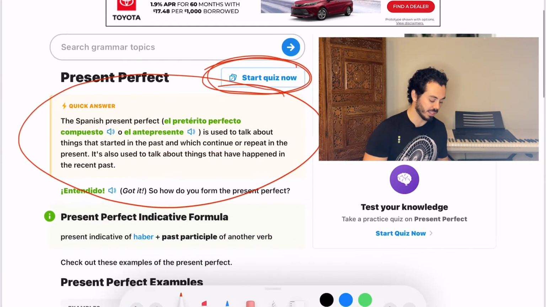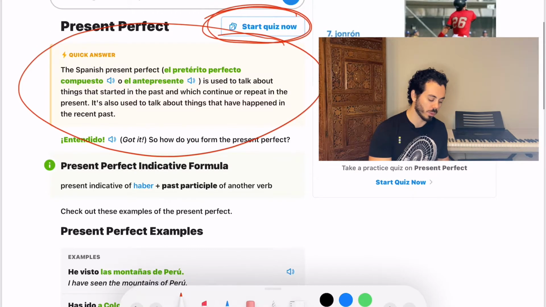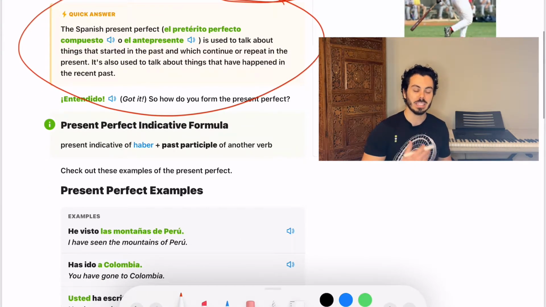So for the quick answer, the Spanish present perfect, or el pretérito perfecto compuesto, o el antepresente, it is used to talk about things that start in the past, which continue or repeat in the present. It is also used to talk about things that have happened in the recent past. So this is one of those that is very, very useful. Even if people don't know the progressive ones and don't care about all the Spanish tenses, they usually feel like they need to use this one.